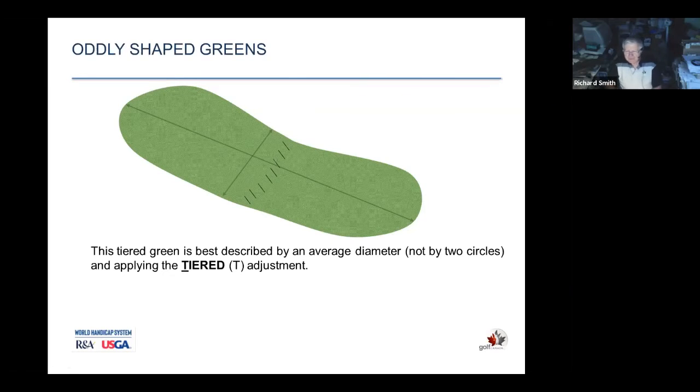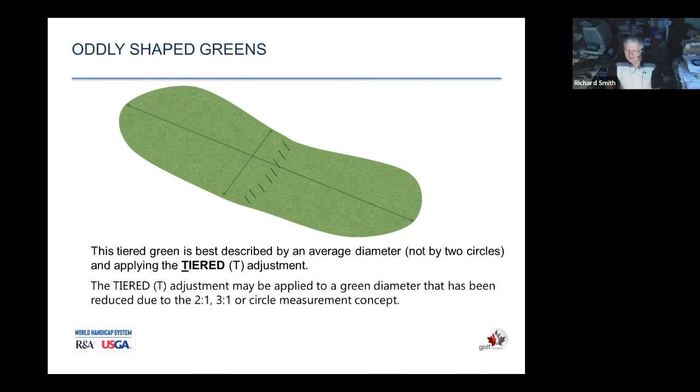Okay, a tiered green. So this one here, you wouldn't do this as two circles. You would do that as a single green with a tier, with two tiers and a ramp in between. And we'll see a little bit more about the definition of tiered and so on a few slides from now. Okay, and the tiered adjustment can be applied to a green diameter that has been reduced due to 2 to 1, 3 to 1, or circle measurement concept.